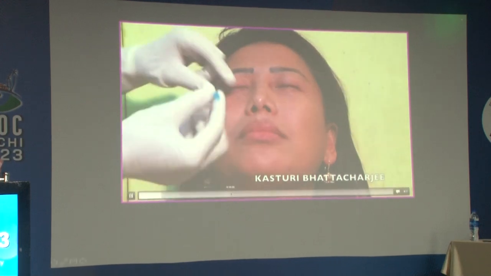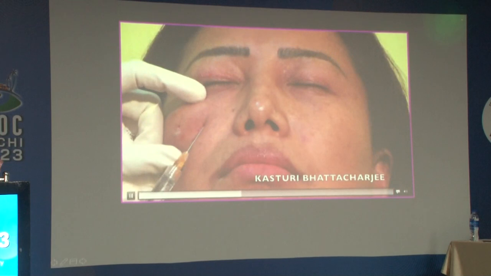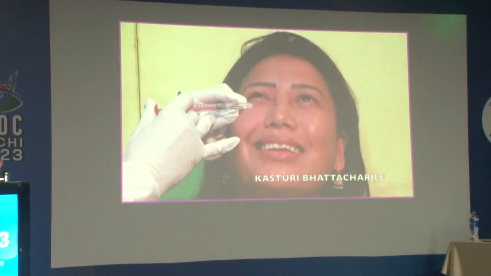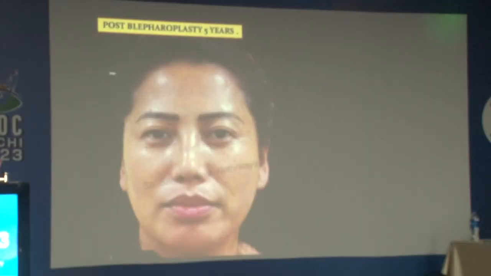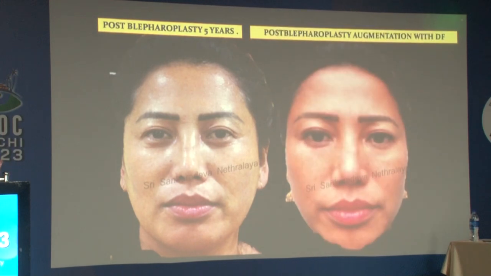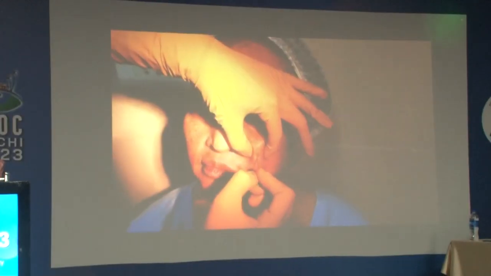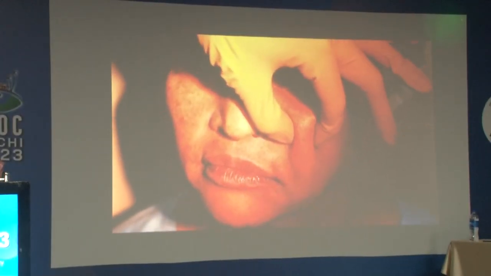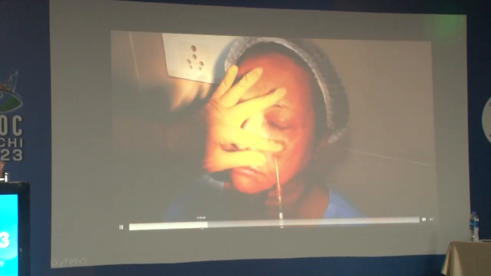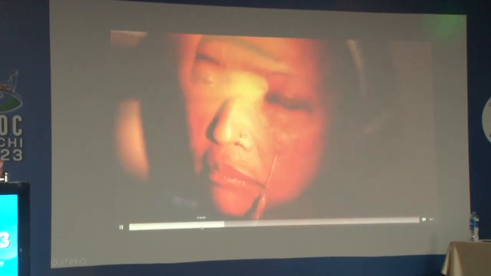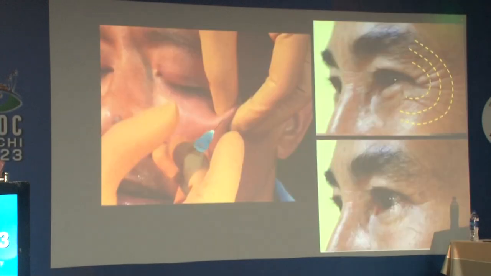So these patients really work well when you do an augmentation with filler post-surgery, and the results are very good. You can fill up the tear trough and also conceal the fat. These are some of the patients that I like to share, along with other indications besides the periocular region. This is another patient where you inject the filler with the cannula. You can do a very good injection, very good effacement of the lid-cheek junction, and this is a beautiful product.